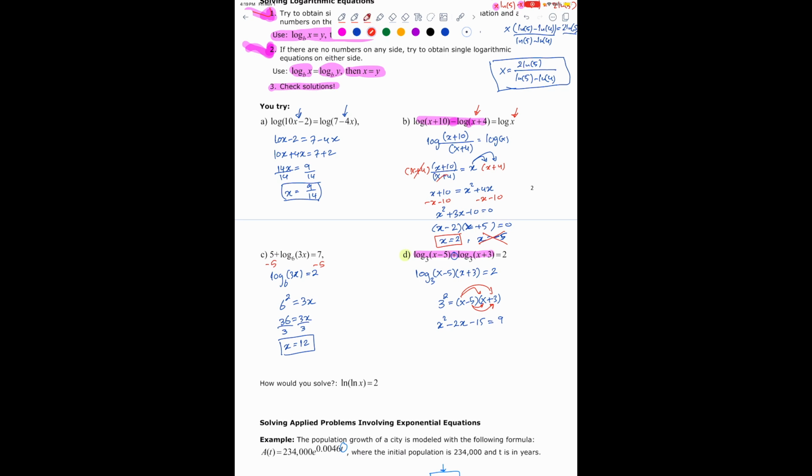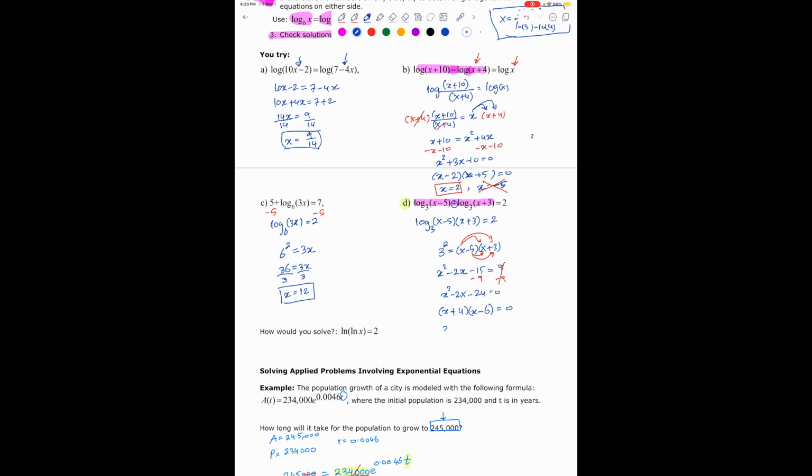Now I need to remove the 9 from here because this is a quadratic, so I need the right-hand side to be 0. I will end up with x squared minus 2x minus 24 equals 0, and then I will factor. I have x and x. I need two numbers. The product is negative 24, and the difference is negative 2. That is negative 6 and positive 4. So the answer is going to be x is either negative 4 or x is equal to 6.